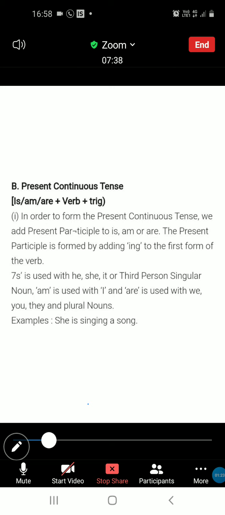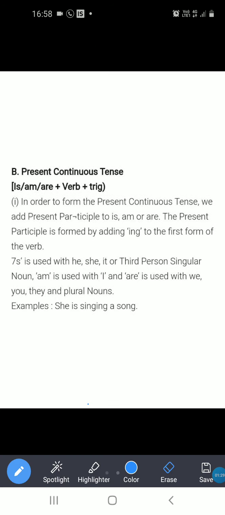See, what is there. Present continuous tense means present progressive tense also. And in this, what auxiliary verb do we use? Here we use is, am and are. And the main verb plus ing. Okay, what they are saying is that in order to form the present continuous tense we add the present participle form of the verb, means the main verb. Okay, the present participle is formed by adding ing to the first form of the verb.